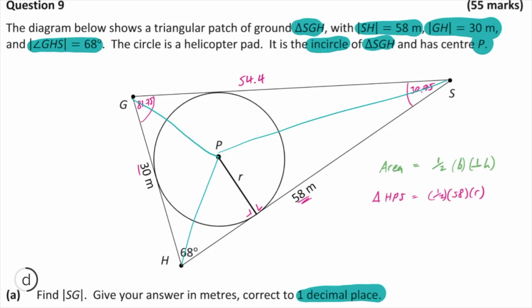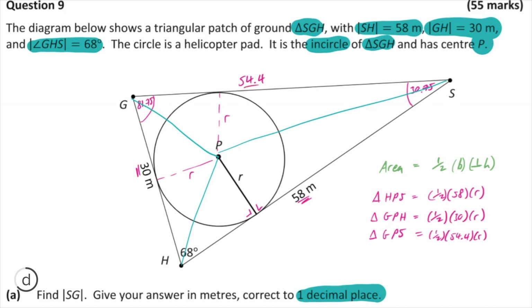And we just established that the triangle HPS has an area half times 58 times R, which is a half times the base times the perpendicular height. But we can actually draw another line here in this triangle, which has length R, and the same thing for the triangle here on the left, again with height R, and the same thing for this triangle, which again has height R. So GPH can be written as a half times 30 times R, because we have base 30 over here, and GPS is just a half times 54.4 times R, because our base over here is 54.4.